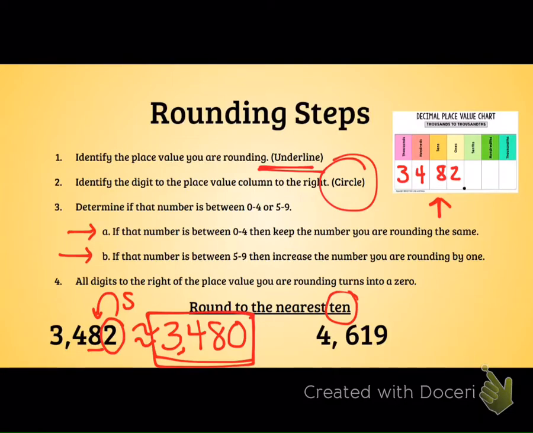Let's go ahead and try this one here. Again, underline the tens column, circle the digit to the right. Now I evaluate. Well, 9 is going to make that go up 1. It is between 5 and 9. So that 1 is then going to become a 2. So our rounded number is 4,000 620.